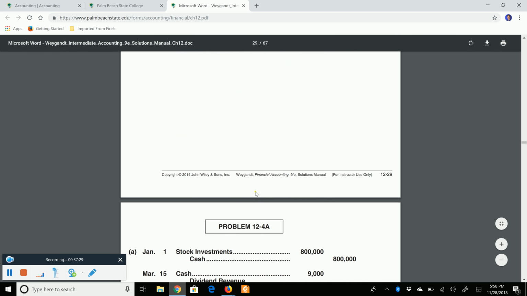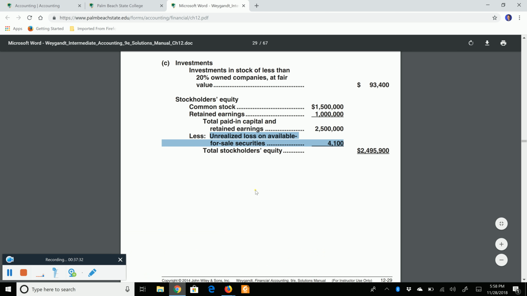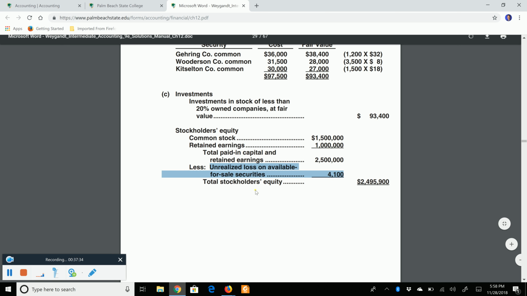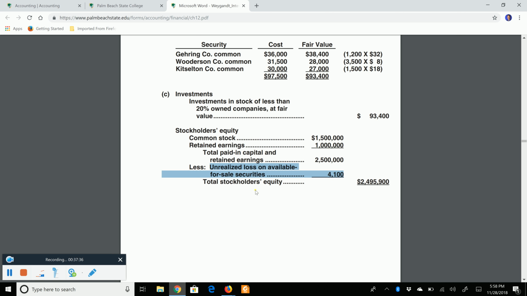All right, so that is a good homework problem to go through, so you can see all the transactions using the cost method. These are all important. Make sure you understand the cost method and the equity method, and make sure you know when you have to do the consolidated financial statements.